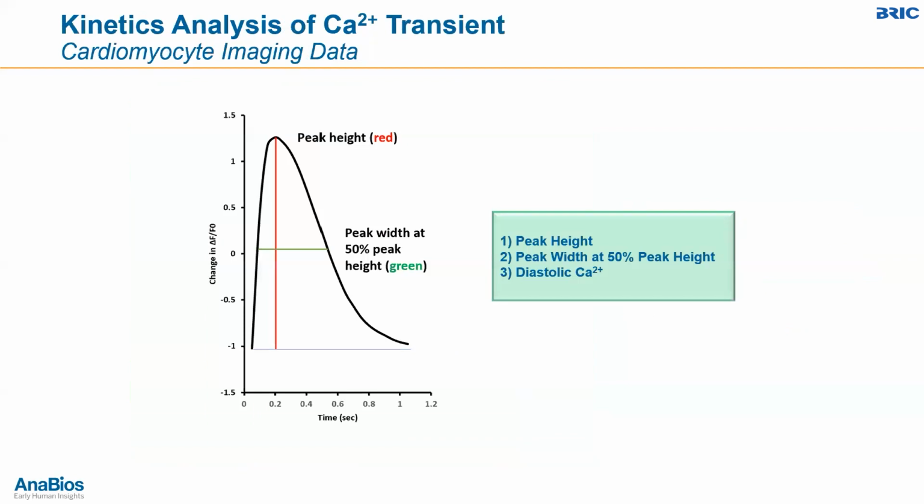Again, we measure calcium dynamics here and the effect of drugs on calcium dynamics. Similar to contractility, we can derive multiple parameters, so we can assess the effect of the drug on the peak height of the calcium transient, on the peak width at 50% peak height, and also the effect of the compound on diastolic calcium. Our recommendation is to test first the effect of your compound on contractility. If you see an effect, calcium imaging can be used as a follow-up study to determine if the effect of your compound is calcium mediated or independent of calcium.